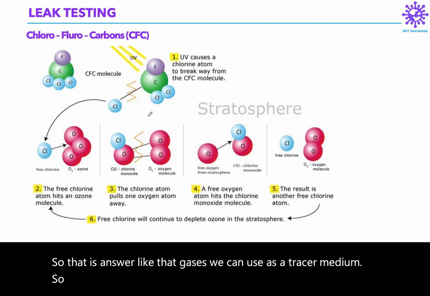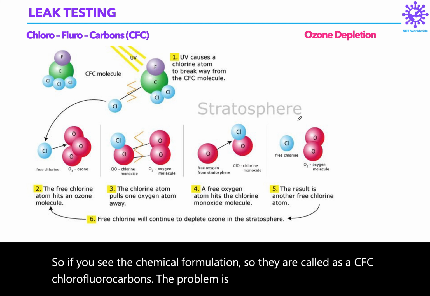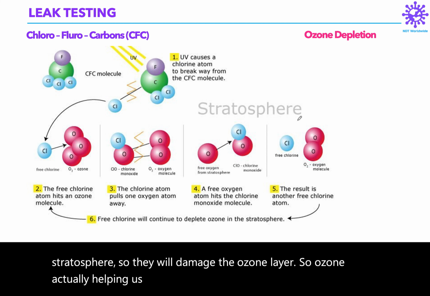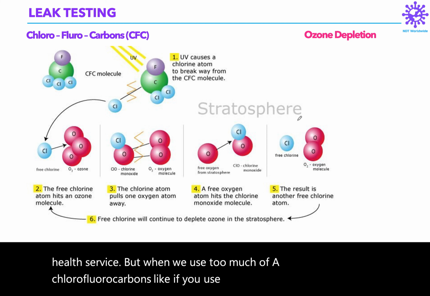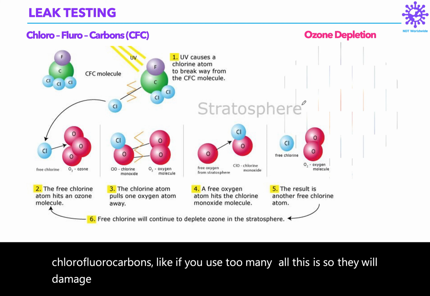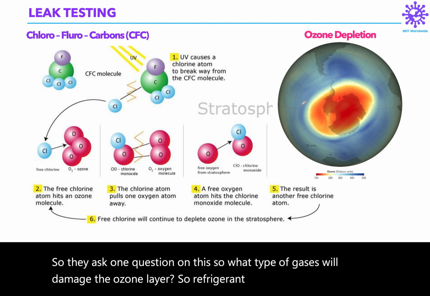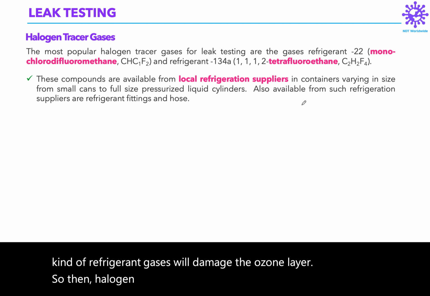If you see the chemical formulation, they are called CFCs, chlorofluorocarbons. The problem is that when they interact with the stratosphere, they damage the ozone layer. Ozone helps prevent UV radiation from reaching our earth surface. But when we use too much chlorofluorocarbon, like too many ACs, they will damage the ozone layer. They'll ask what type of gases will damage the ozone layer. Refrigerants R12, R21, R134A, these kinds of gases will damage the ozone layer. Then halogen tracer gases, same thing, CFC.